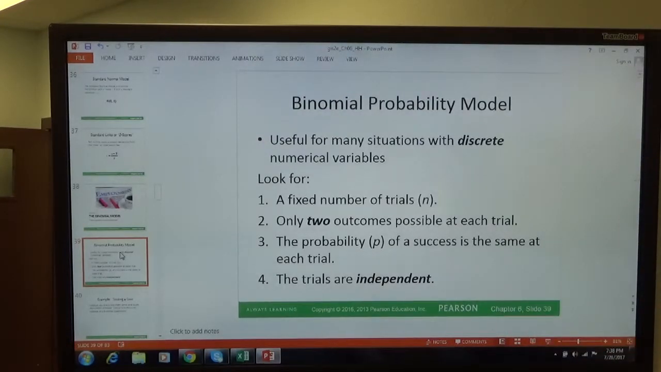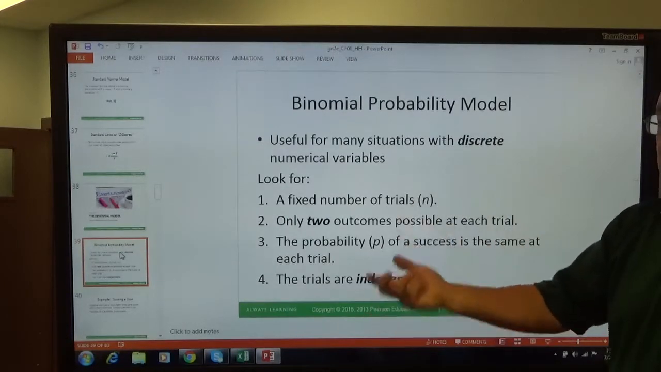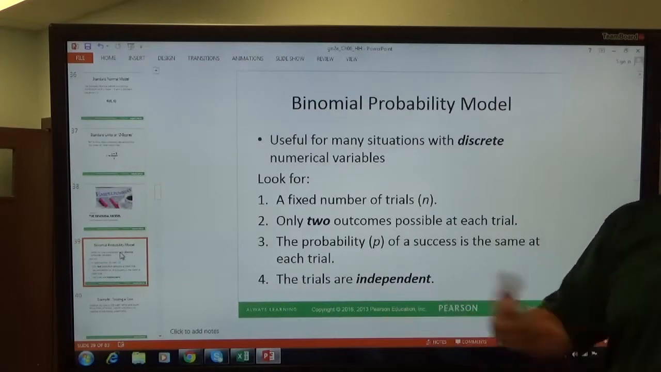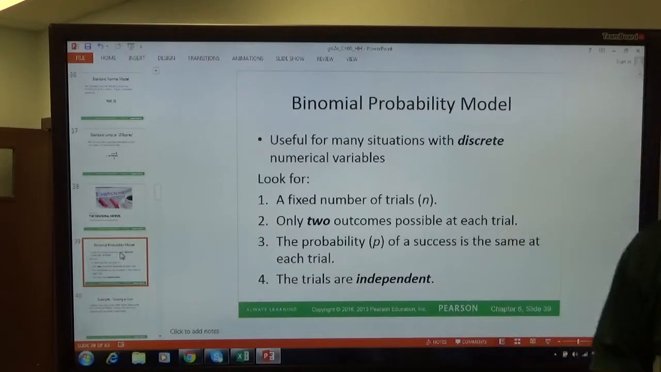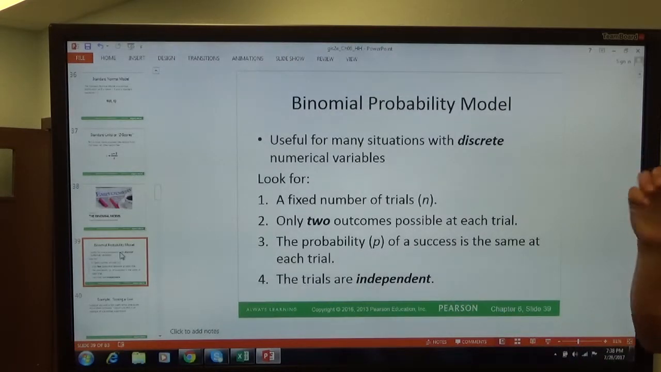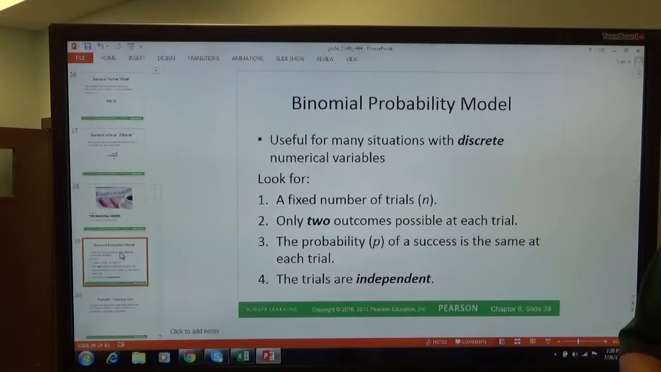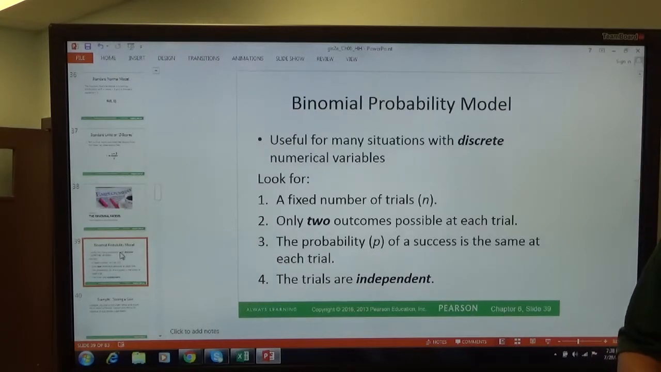And also, for each trial, there are 2 possible outcomes. You make it or you miss it. Boy or girl. To be or not to be, right? You pass or fail. But there's no possibility for you to take an incomplete, right? Either pass or fail for binomial distribution. Only 2 possible outcomes. If there's more than 2 possible outcomes, it's not a binomial distribution. And the probability stays the same.